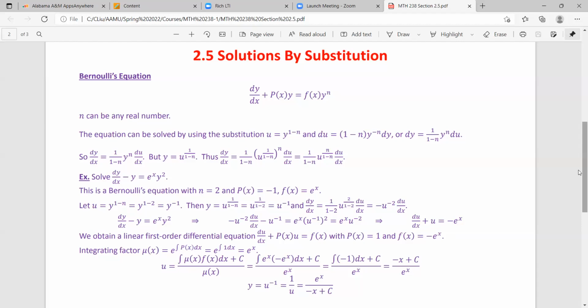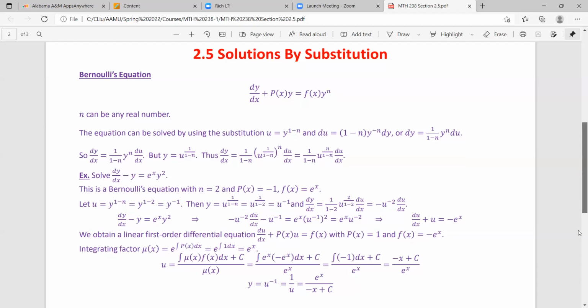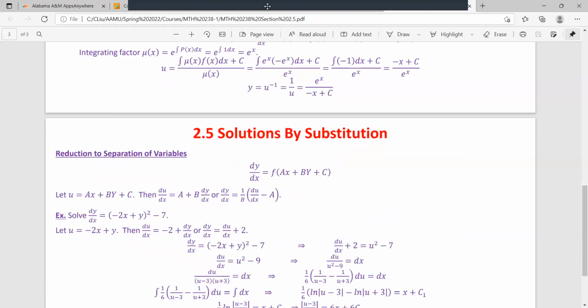So that's Bernoulli's equation. Another example where we can use substitution to solve a differential equation. So that's a special type of equation that we can solve by substitution. And there is another situation where we can also use substitution to solve the differential equation. If you don't have any questions.